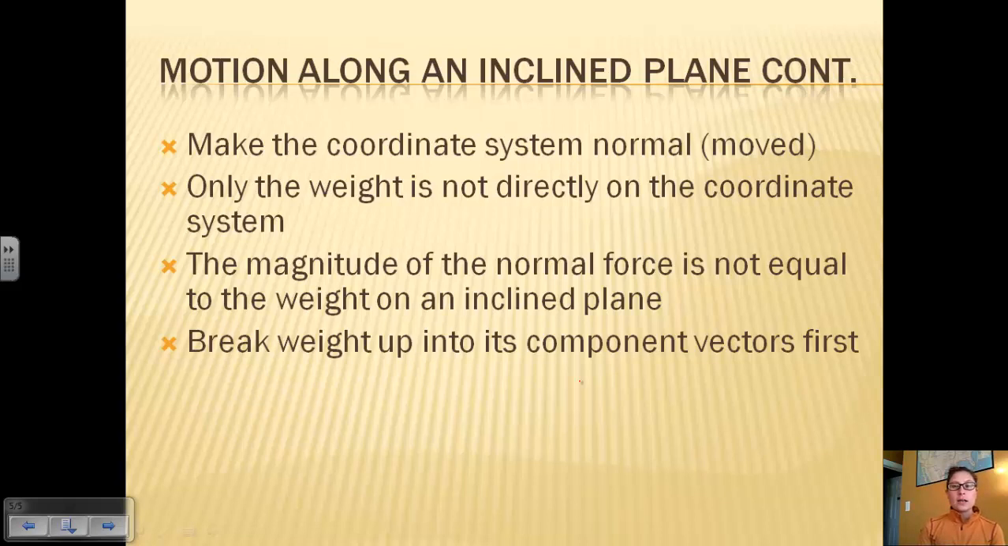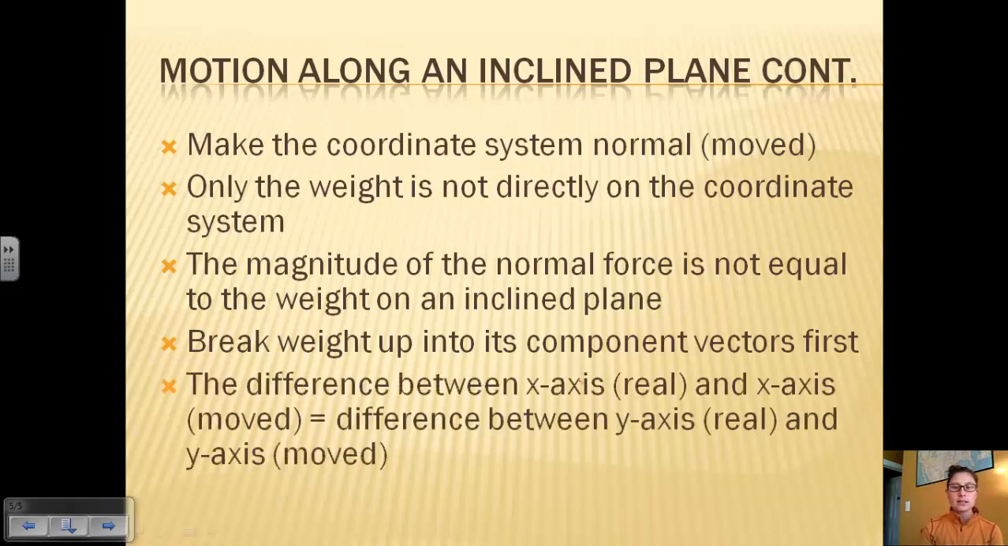Okay, we're going to break the weight up into its component vectors because the force due to gravity, or the weight, is the only one that's at an angle. So we'll get Fg of x and Fg of y, and then we need to find the angle. That's using the difference between the x-axis real, which was the initial drawing, and the x-axis moved. And that's equal to the difference between the y-axes. So let's go back to our picture, and we'll do all of this.